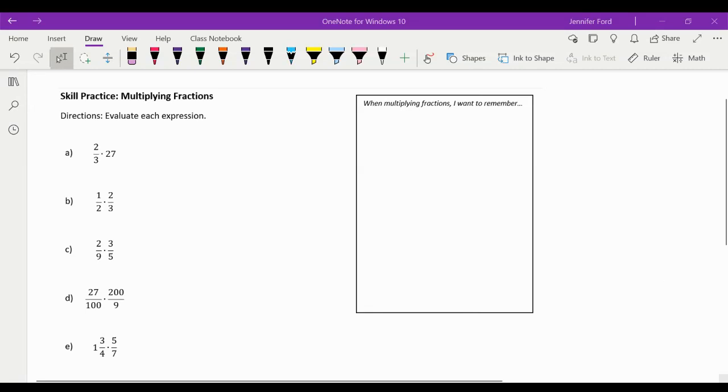Hi, here's a quick video in case you need some help or review on how to multiply fractions. I know we've been doing a lot of dividing fractions in class, but I wanted to make sure that you guys are good at this too.